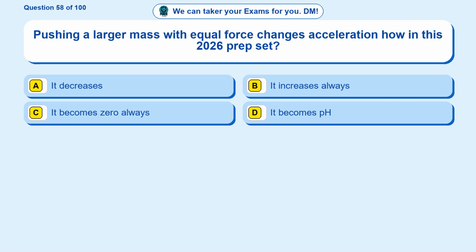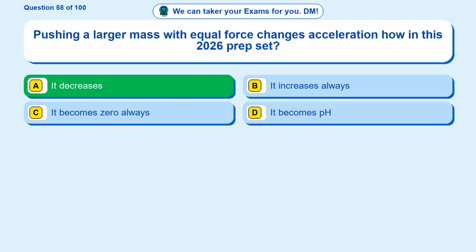Question 58. Pushing a larger mass with equal force changes acceleration how in this 2026 prep set? Option A, it decreases. Option B, it increases always. Option C, it becomes zero always. Option D, it becomes pH. The correct answer is option A.